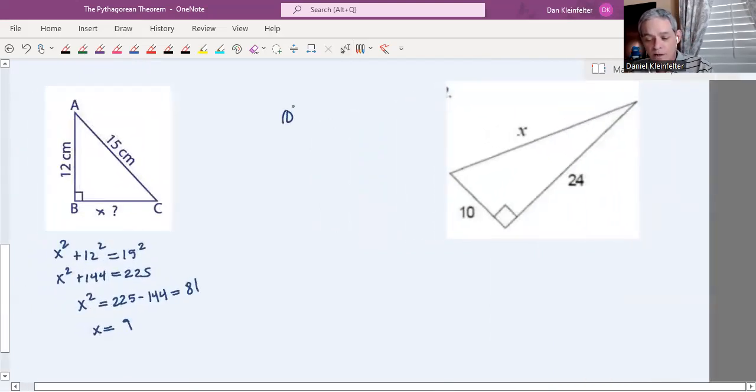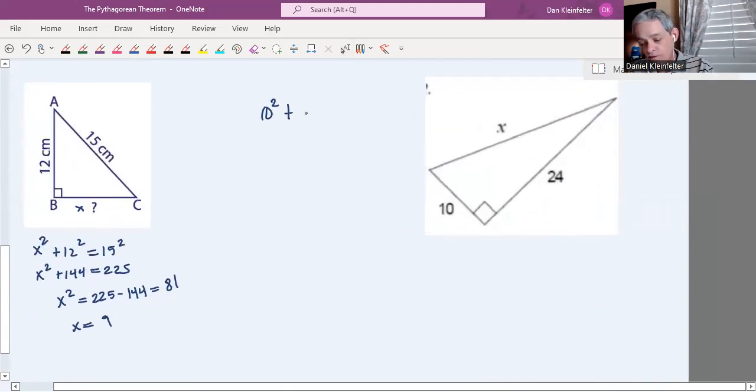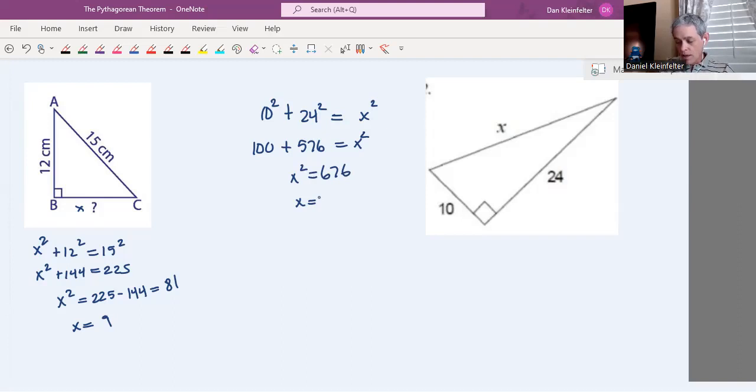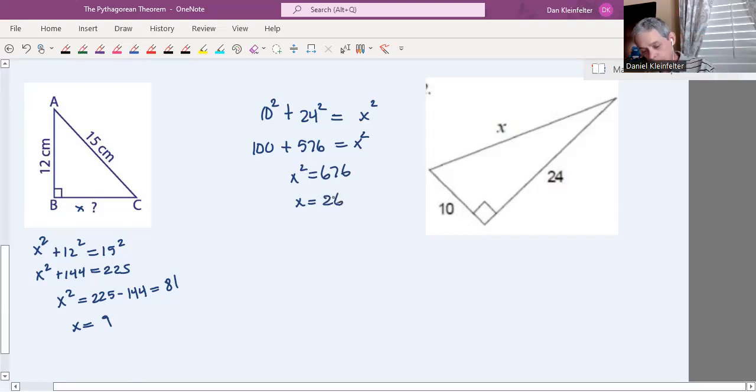Okay, so let's try. We will have 10 squared plus 24 squared is equal to x squared. So that will be 100 plus 576. That will be x squared. X squared will be 676. Okay, so let's see what that works out to be. 26. Okay, so the length of that hypotenuse is 26.